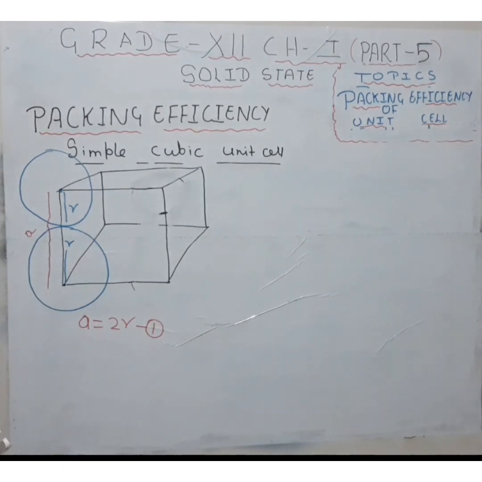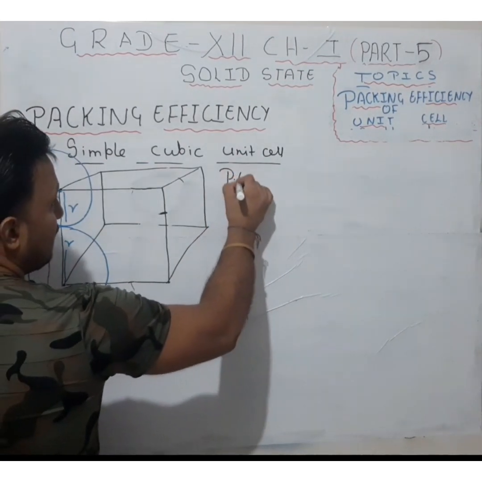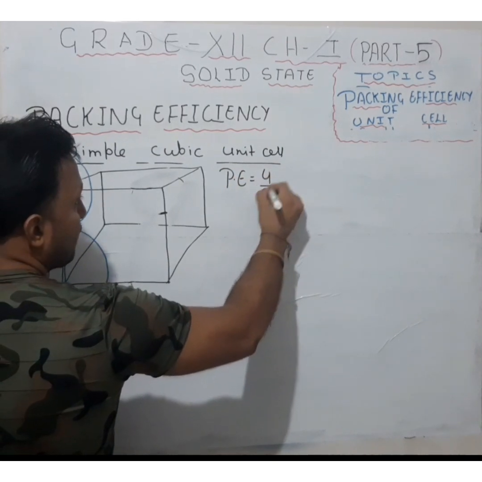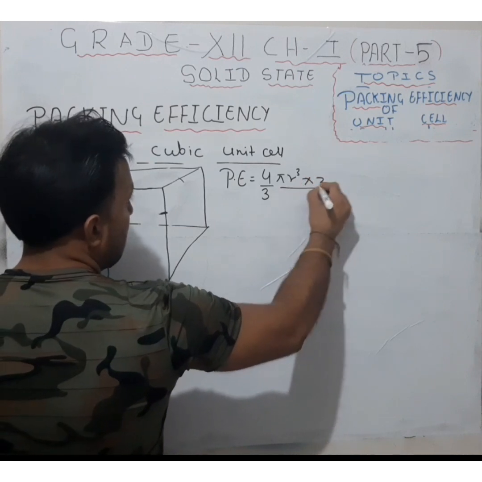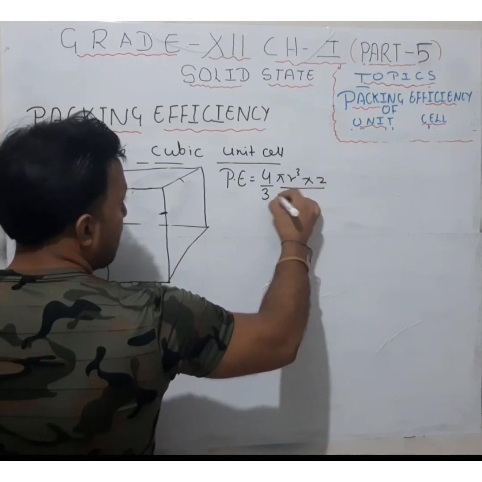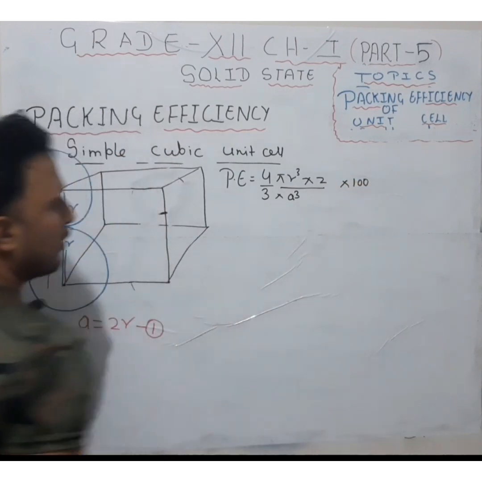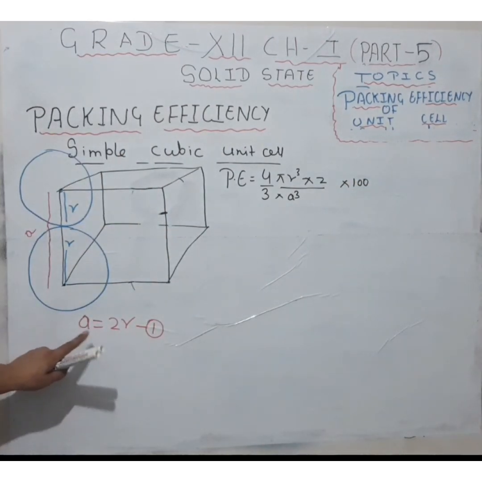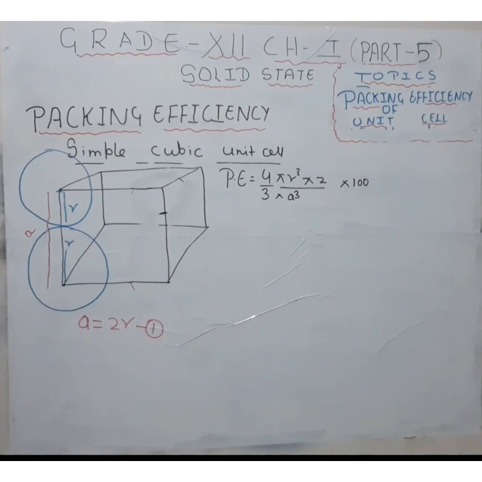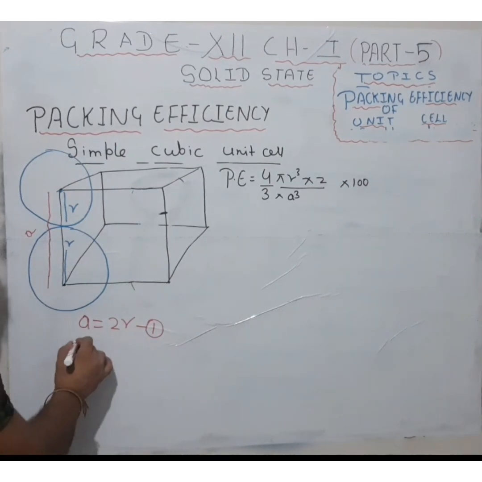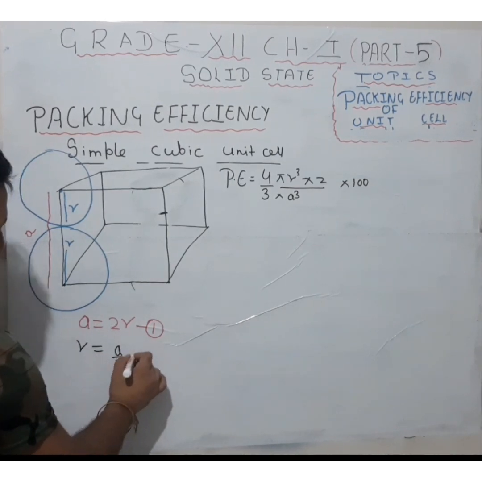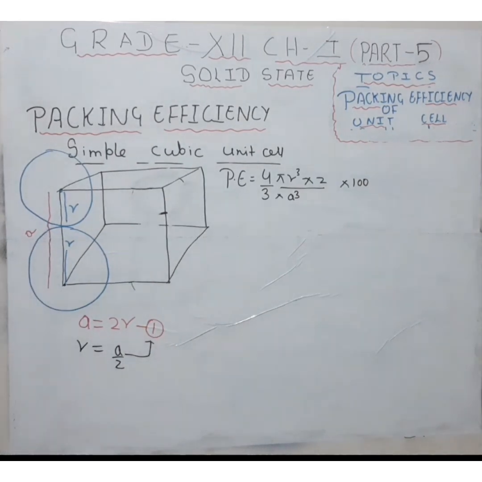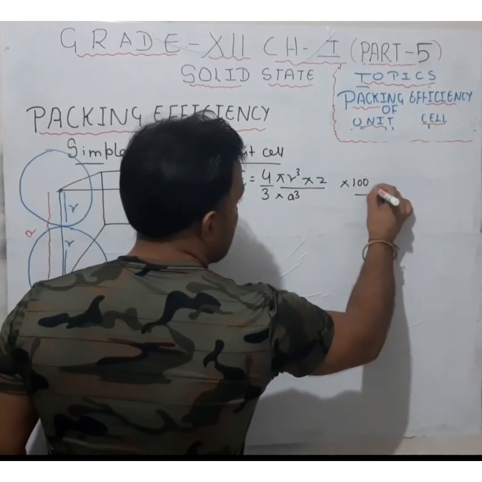Now we are going to write the formula for finding the packing efficiency. Packing efficiency is equal to 4 by 3 pi R cube multiplied by Z, divided by A cube, and the whole fraction is multiplied by 100. Now as we know that A equals 2R, we can also write R equals A by 2. So we can consider this as equation 1. Now suppose this is equation number 2.